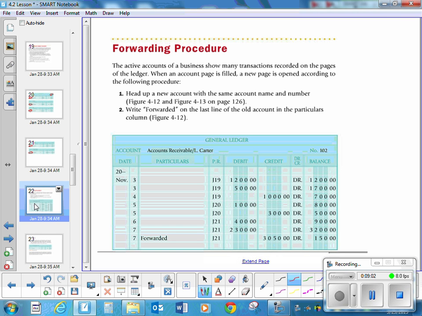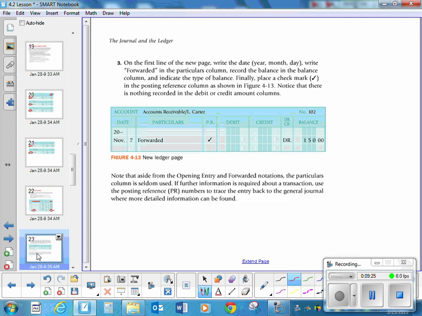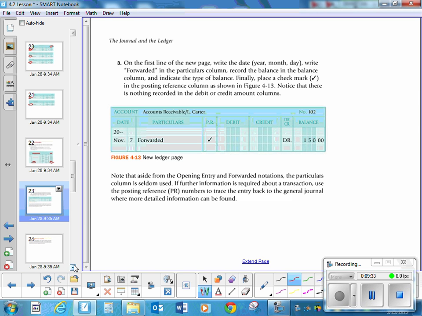Okay, I'm not sure if we need to really worry about this. If you happen to run out of room on your ledger like this, what you do then is you say that you are forwarding that amount to another ledger, and you would still call it accounts receivable L. Carter and 102. But the number at the top of that ledger would be what you're ending with down here. I don't think there's any examples like that happen in Accounting 10, but just in case you need to know, then that's what the first line of the second page of that ledger would look like.